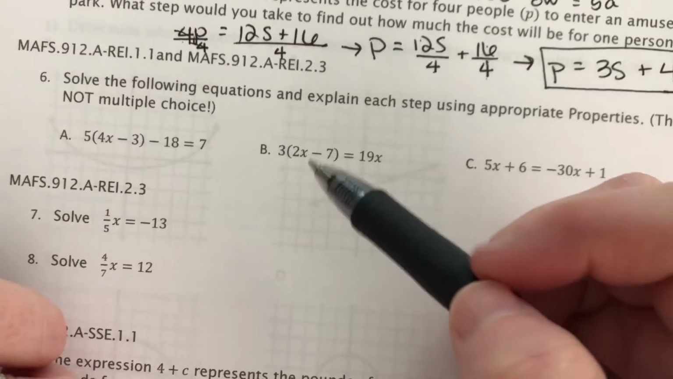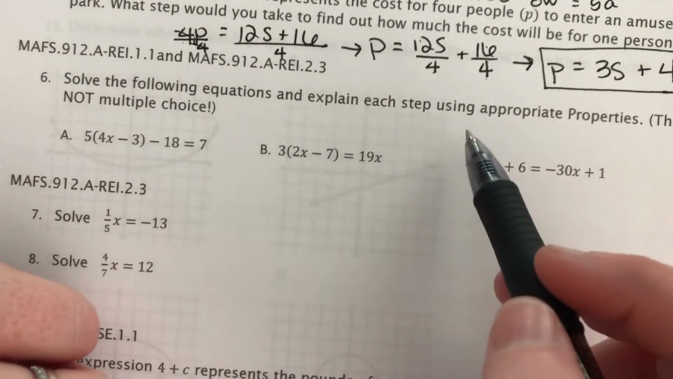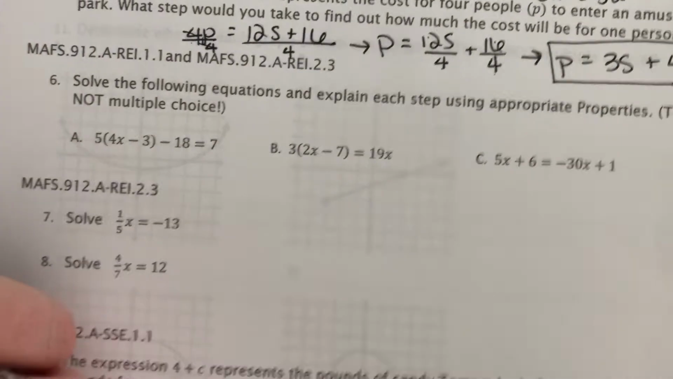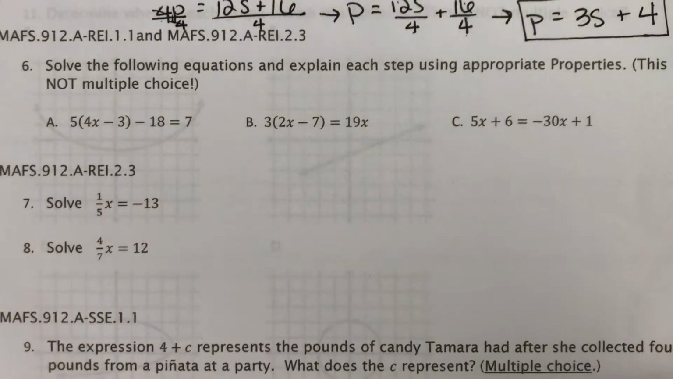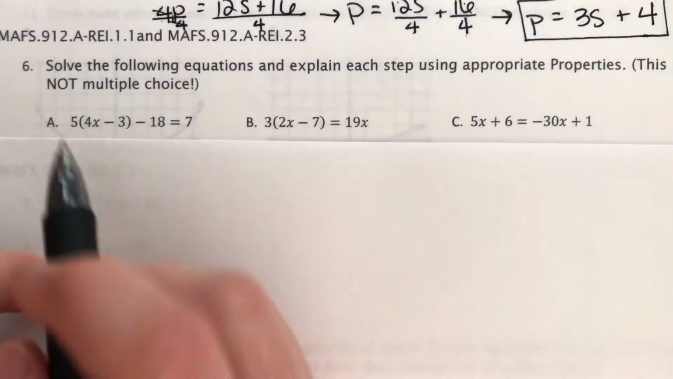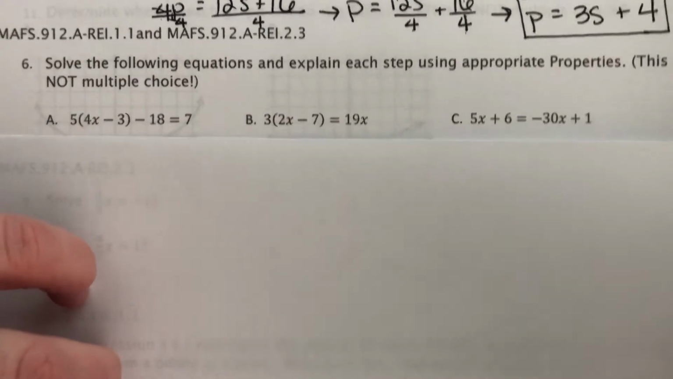All right, number 6, solve the following equations and explain each step using appropriate properties. This is not multiple choice. This is actually a long process. I need to get a sheet of paper here. We've done this a lot. This is your properties of equality that we've talked about. You just actually have to physically write it out, and it does not give you much room here. All right, so let me scoot it up a little bit more.